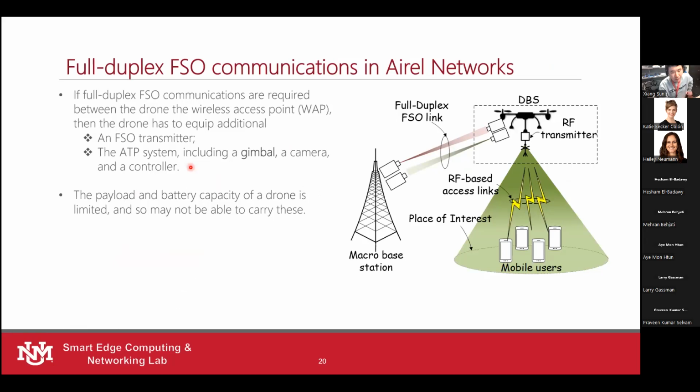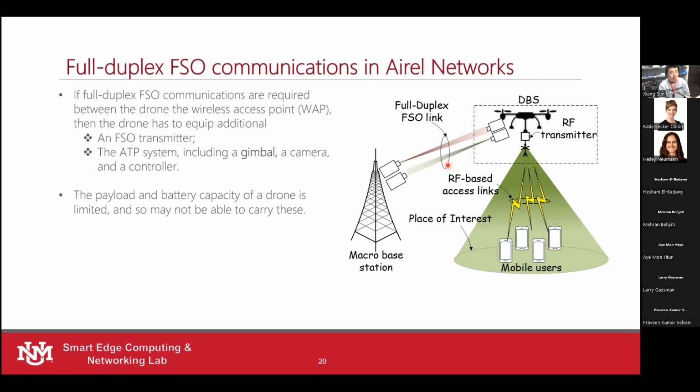All right, so now we have analyzed the pointing loss of the FSO link when the ATP system is applied, and the drone only needs to be equipped with a single beacon emitter to indicate its location. However, each FSO link needs to have an ATP system to mitigate the pointing loss. So the problem is that if we want to achieve full duplex FSO communications, it means that we need to have at least two FSO links established between the drone and the micro base station.